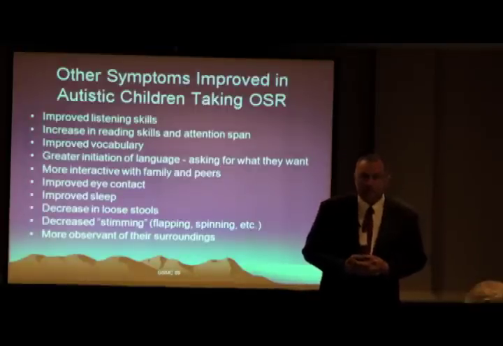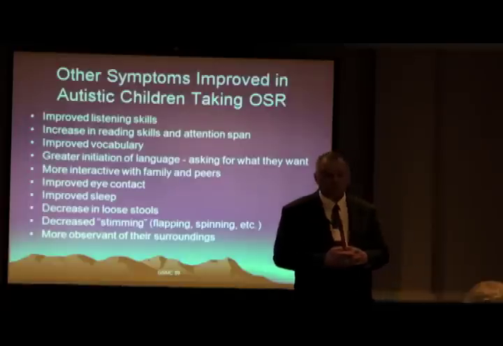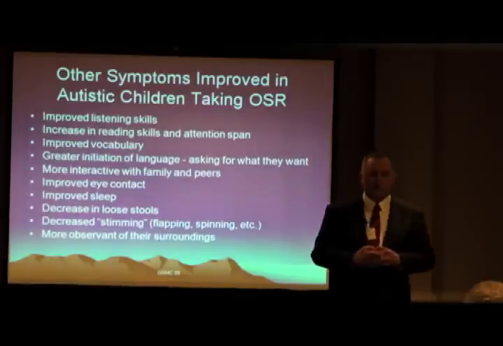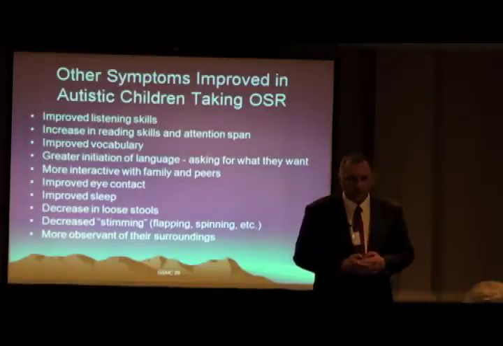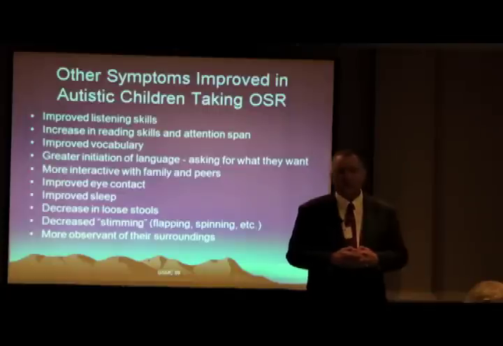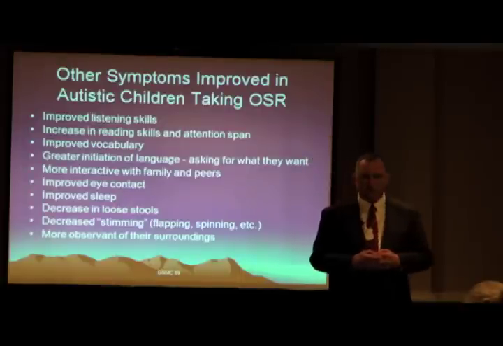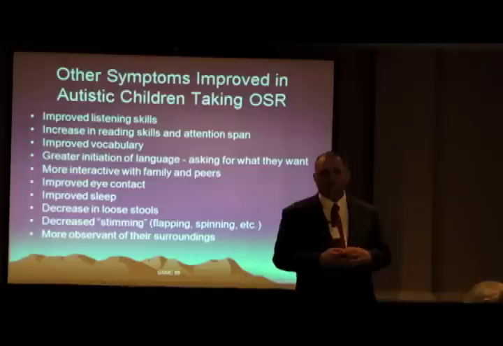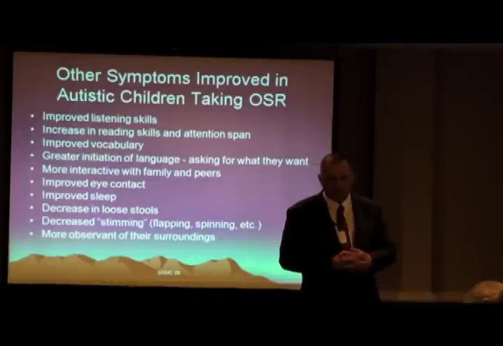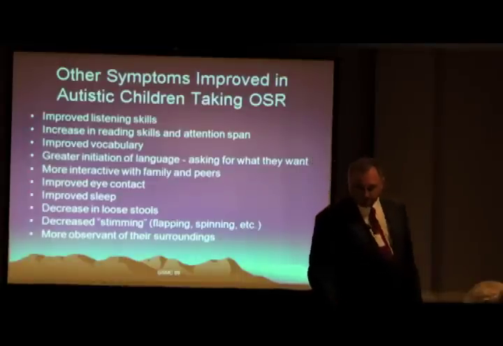Other symptoms improved with autistic children taking OSR include improved listening skills, increased reading skills and attention span, improved vocabulary, greater initiation of language, asking for what they want, more interactive with their family and their peers, improved eye contact and sleep, decrease in loose stools, decreased stimming, such as the flapping and the jumping and the spinning they do, and more observant of their surroundings.